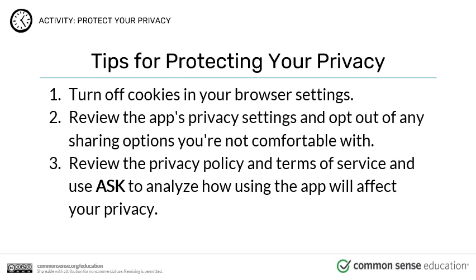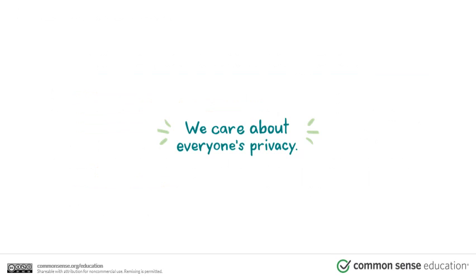So again, when we're thinking about tips for protecting privacy, tip number 1, turn off those cookies. Tip number 2, review the app's privacy settings. And 3, review the privacy policy and terms of service and use the ASK acronym to analyze how the app will affect your privacy. And be aware of what you're sharing. Because we care about your privacy, we want you to be safe online.